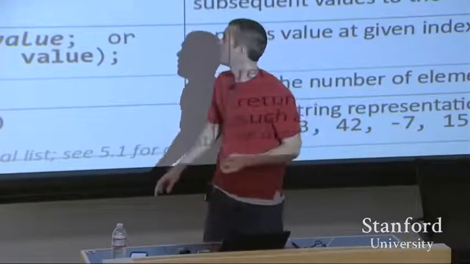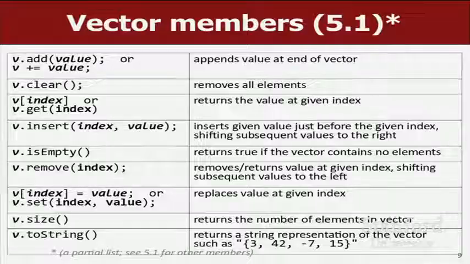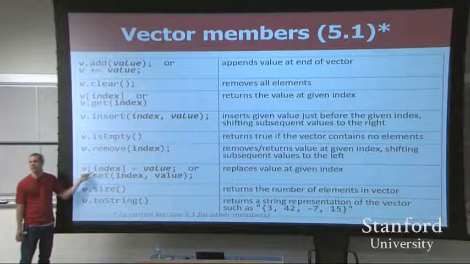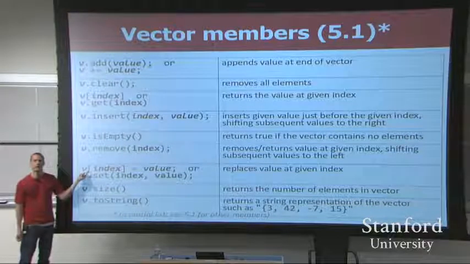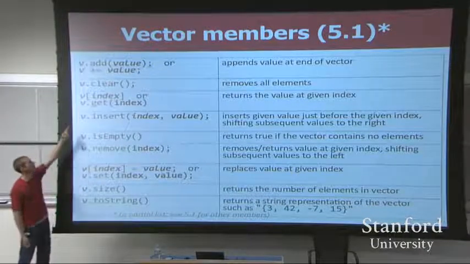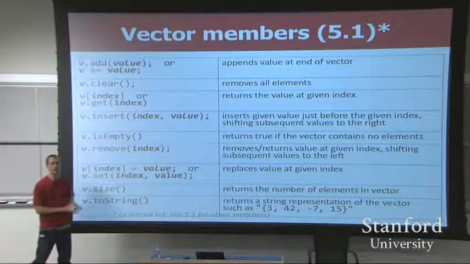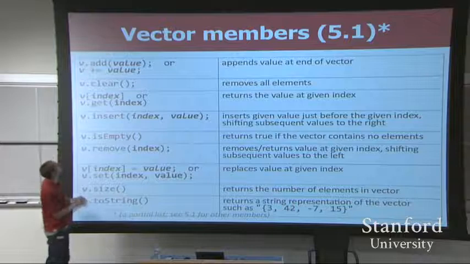OK, here are the methods that a vector has. It's got adding. It's got getting and setting. You can insert and remove. You can ask for the size. You can print the thing with a toString method. One thing that's kind of cool about vectors that was also available in a grid is that you can get and set the index values by using brackets, just like you would with an array. In Java, with the array list, you have to call get or set methods to pull the data out. And here in C++, we can use the square bracket operators.